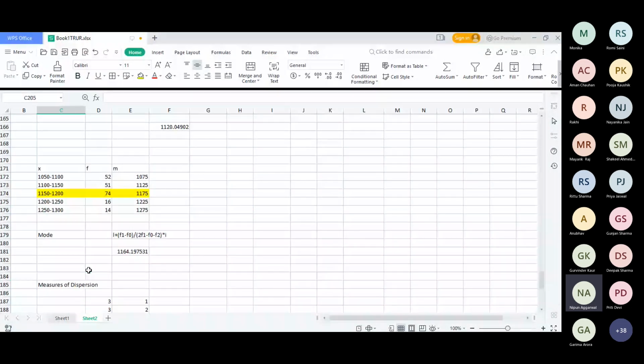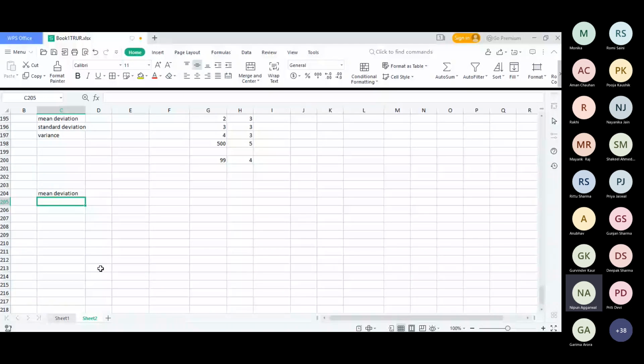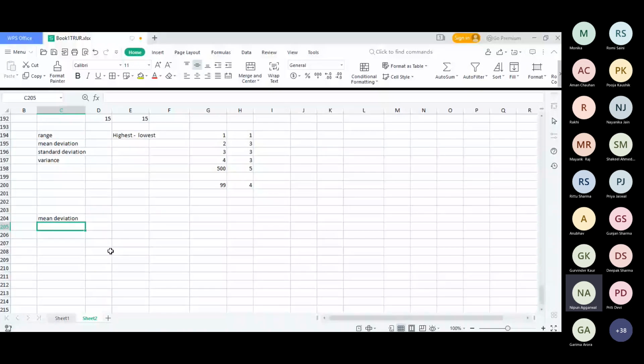Let's suppose we take the same example again for individual discrete, grouped discrete, and continuous grouped. For all three types of data, we have to calculate the mean deviation. First we'll calculate for individual discrete. Individual discrete may be like the same 1, 2, 3, 4, 5.